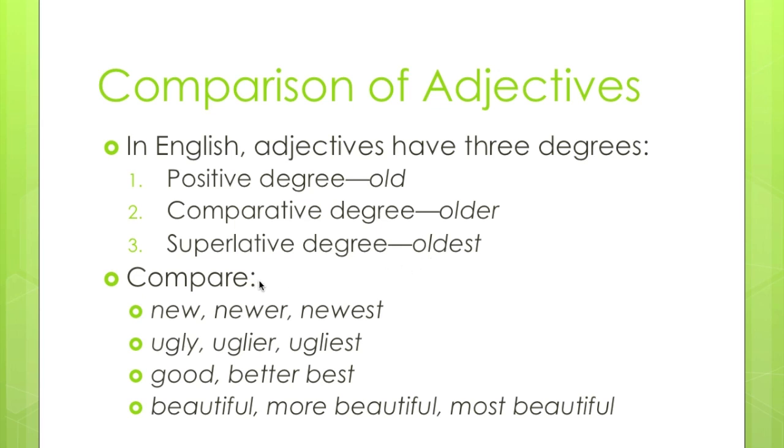Compare these other examples of adjectives given in the positive, comparative, and superlative degree. New, newer, newest, ugly, uglier, ugliest, good, better, best. That's a good example of irregular comparison in English. And finally, here's an interesting example. Beautiful, more beautiful, most beautiful.